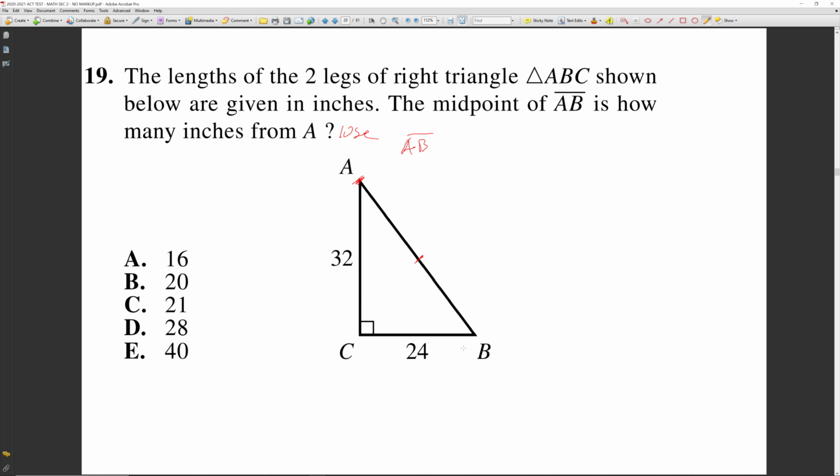The reason for that is once you recognize this is a special triangle, this is a 3, 4, 5 triangle. So what do I need to multiply to get here, right? In reality, this is everything multiplied by 8. So 5 times 8 is equal to 40, which is the full length of AB. But I only want half, so I gotta divide this by 2. So 40 over 2 is 20. Answer is B. In reality, this is a 10-second problem.